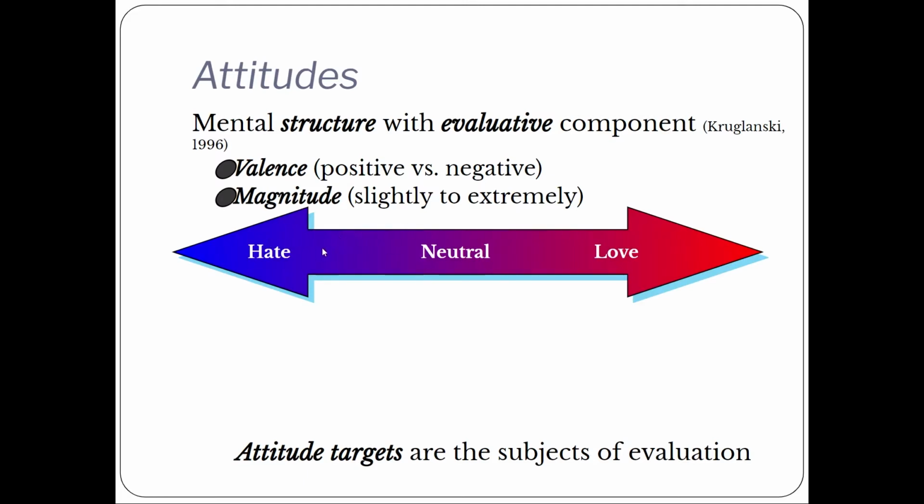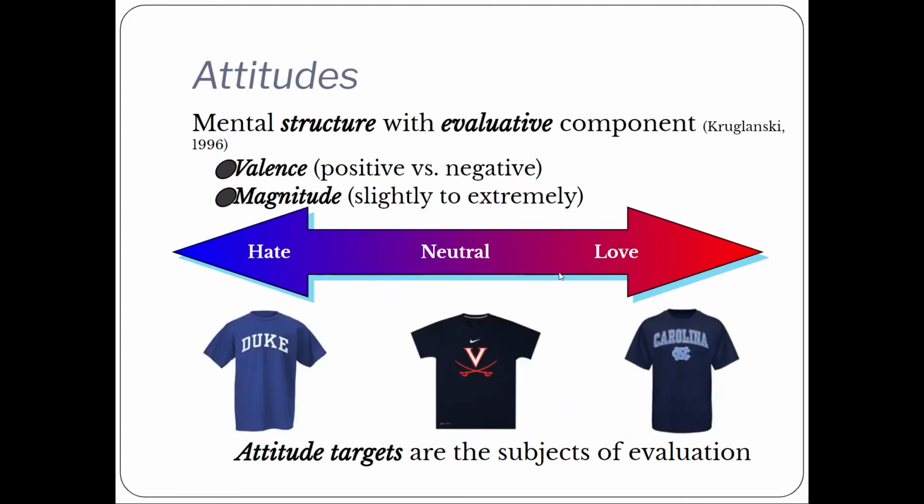And so our attitudes about things are on a continuum, right? We don't either like or dislike. We like or dislike things to different degrees, from hating, to neutral, to love. For example, if we think about Duke, Virginia, UVA, or Carolina, we might really dislike Duke, feel neutral toward UVA, or maybe slightly negative, depending on whether we feel like we have some kind of sport rivalry with them or not. And we like Carolina a lot.